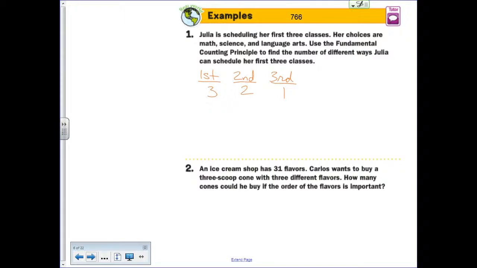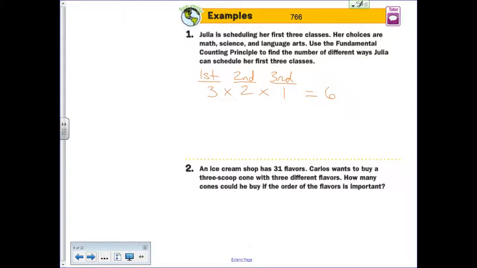If I'm using the fundamental counting principle, we know we're going to multiply those things together. So I would take 3 times 2 times 1, and I would find that there are 6 different ways that Julia can schedule her first 3 classes.